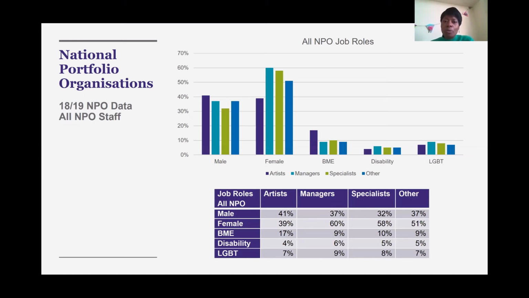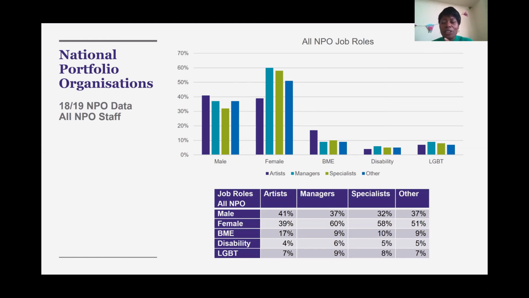And this is about job roles, and this covers all of the NPO, so this hasn't been broken down by museums. But if we look at job roles across the whole portfolio, we can see that there's a higher percentage of female managers, at about 60%, which is pretty high. There's a lower percentage of Black, Asian, ethnically diverse managers at 9%, and representation of disabled workers across all of the roles is lower. So there's definitely a lot of work that needs to be done, and a lot of focus that needs to be placed on these.